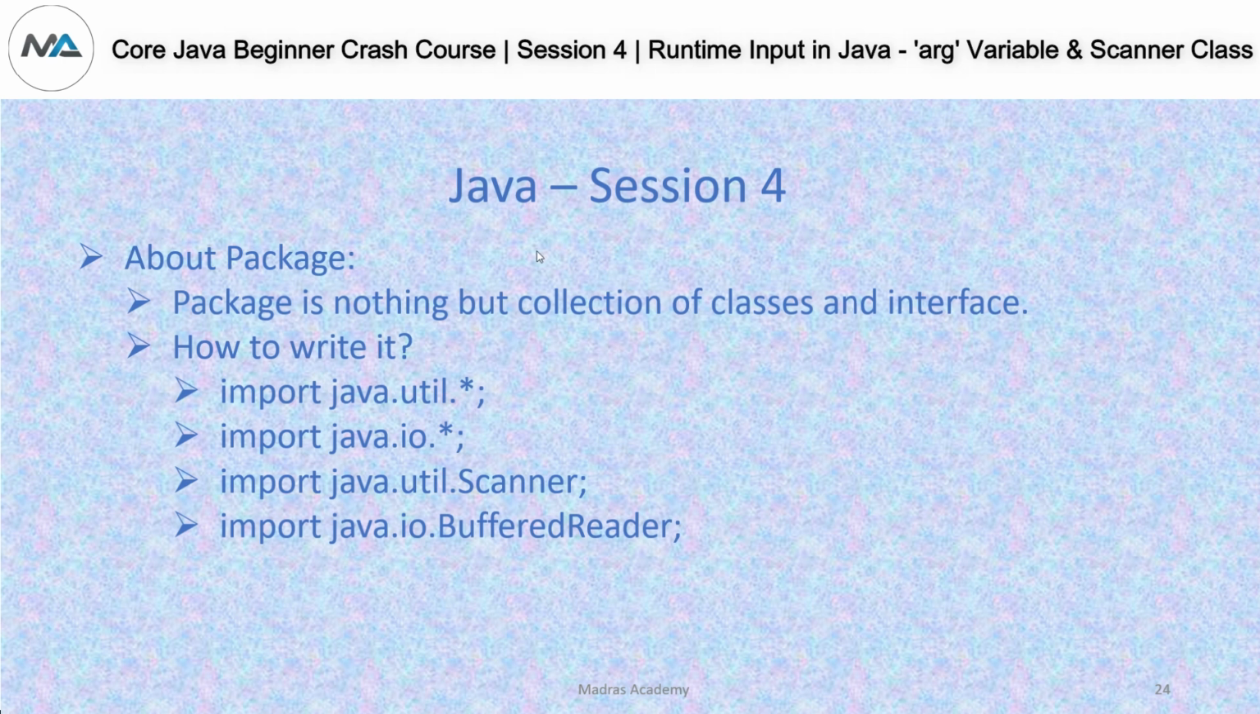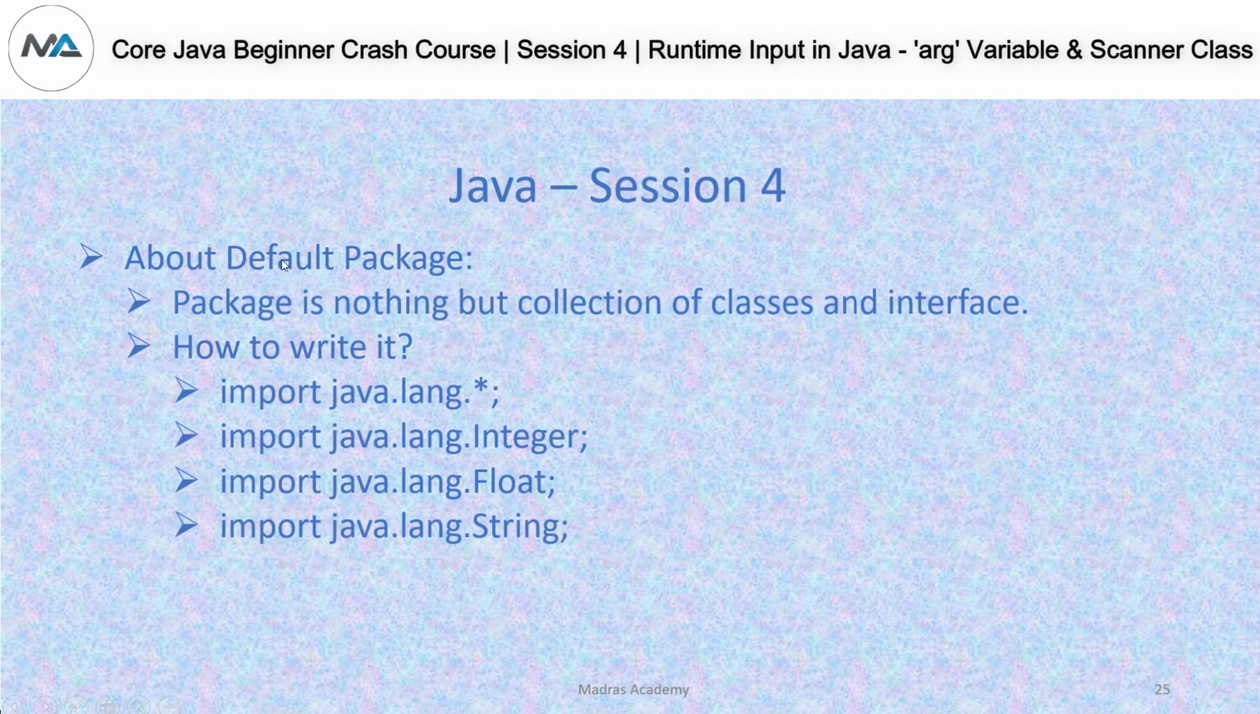And how to write that package. This is a default package. Here also we are having a collection of classes and interfaces, and we need to import like this. import java.lang.*; Okay, and here we are having lots of classes and interfaces. And if I'm going to specify a particular class, like this way we can import it. lang.Integer, lang.Float, lang.String, like that, Boolean, anything we can write.